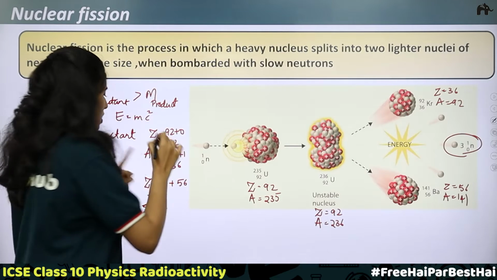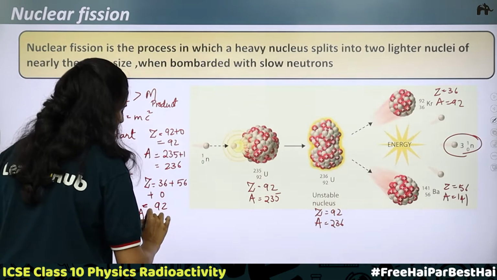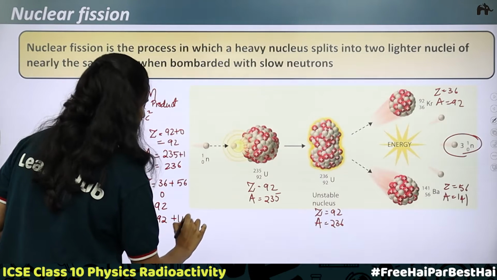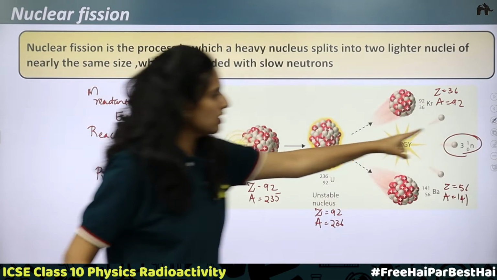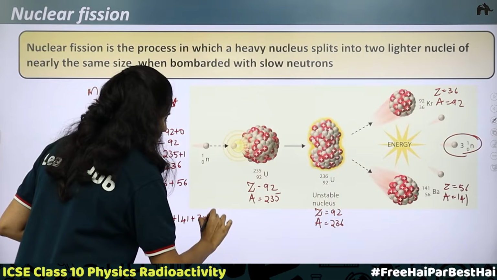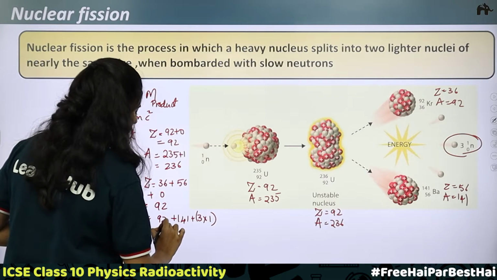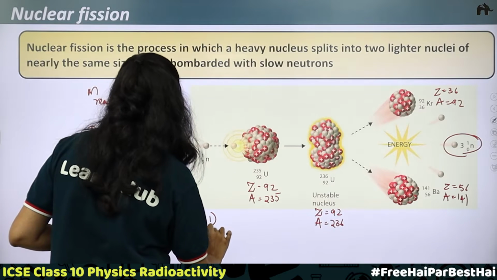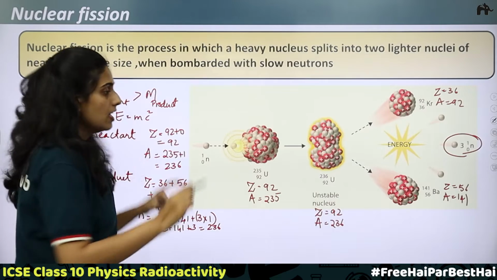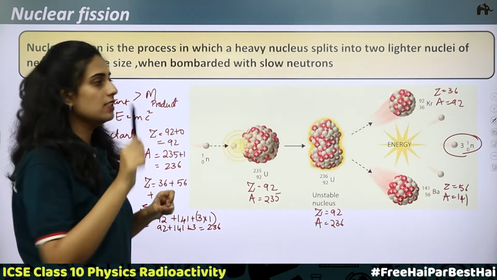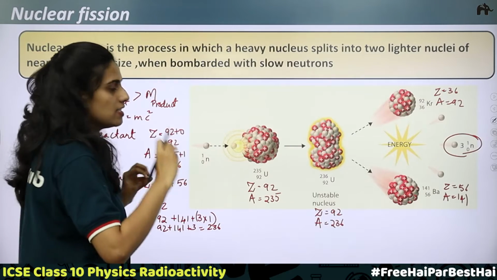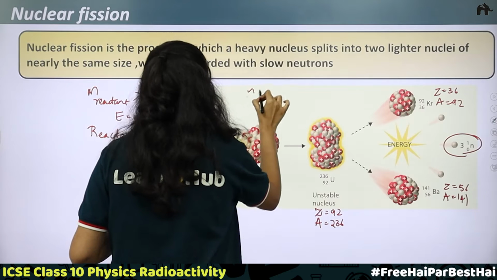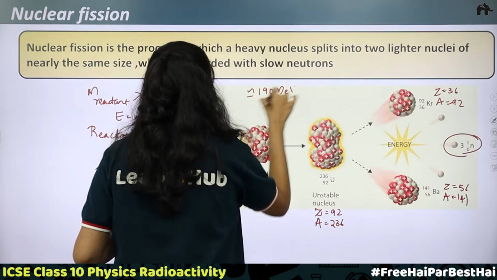Atomic number is 92. Now what about the mass number A? Mass number A is equal to adding 92 plus 141 plus 3 into 1, of the neutron, that is 92 plus 141 plus 3, on adding you will again be getting 236. So you can see that the mass number and atomic number is conserved. So here the lost mass is getting converted into energy, and this energy is approximately equal to 190 mega electron volt.